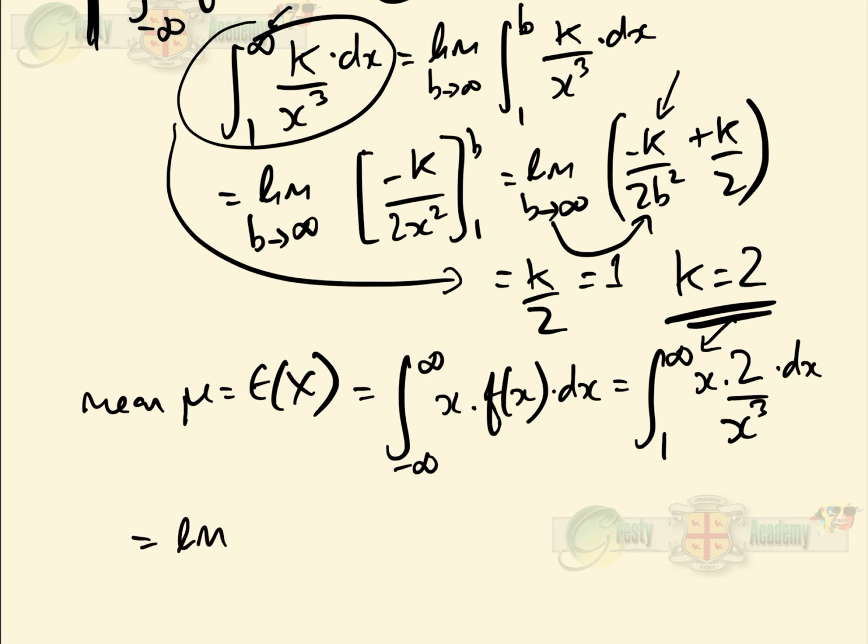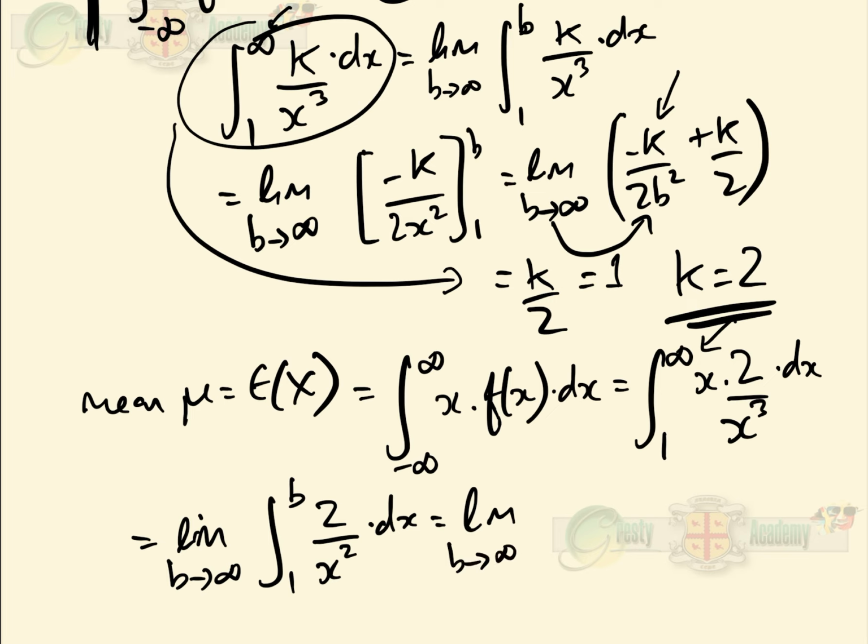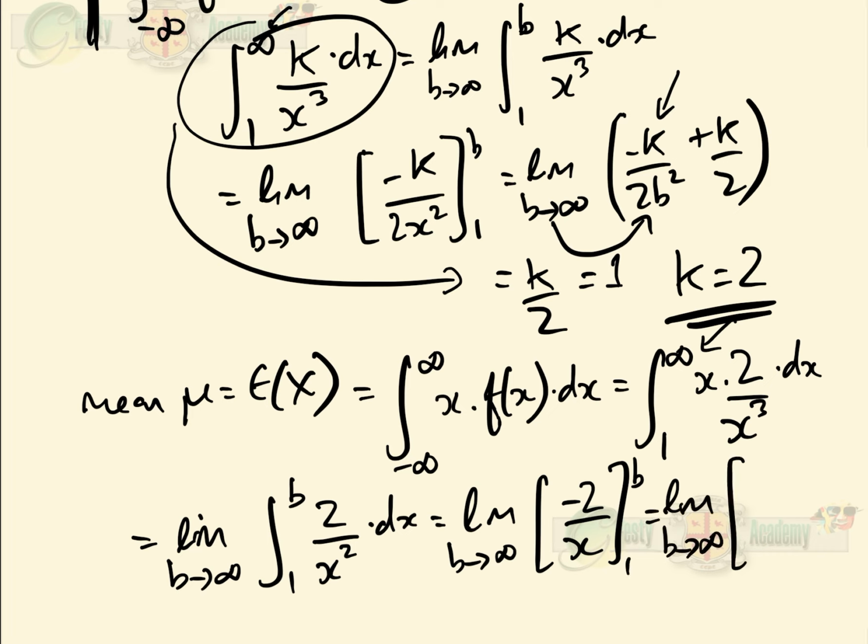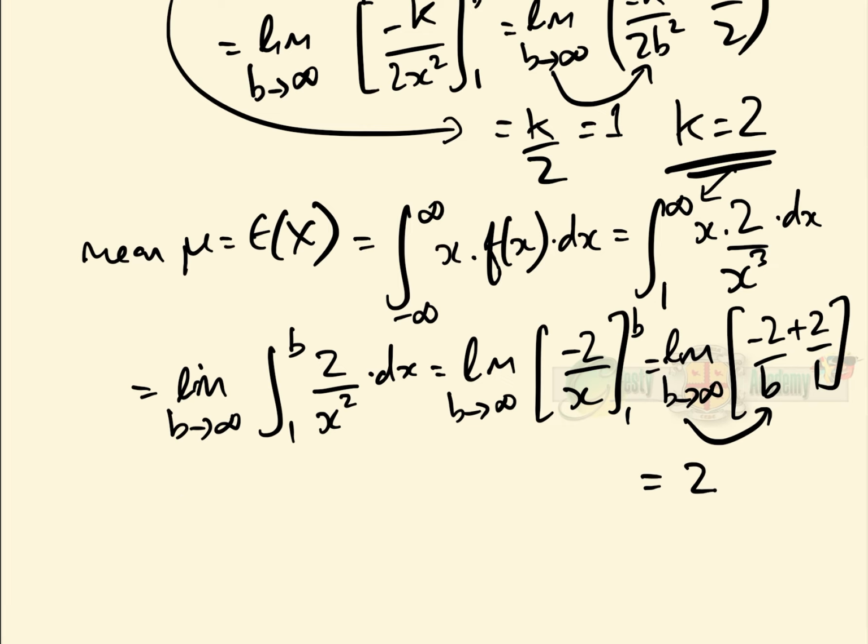Again, because there's infinity here, we should really, strictly speaking, take the limit as b approaches infinity of the integral between 1 and b of 2 over x squared dx, which is equal to the limit as b approaches infinity of minus 2 over x between b and 1, which is the limit as b approaches infinity of minus 2 over b add 2 over 1. Clearly as b approaches infinity, this term here approaches 0, and so that equals 2, and therefore the mean, or mu, the expected value of x, equals 2. So we've answered the first one.